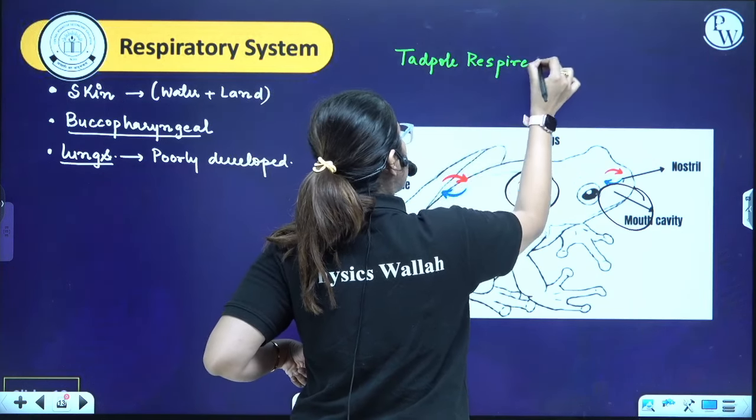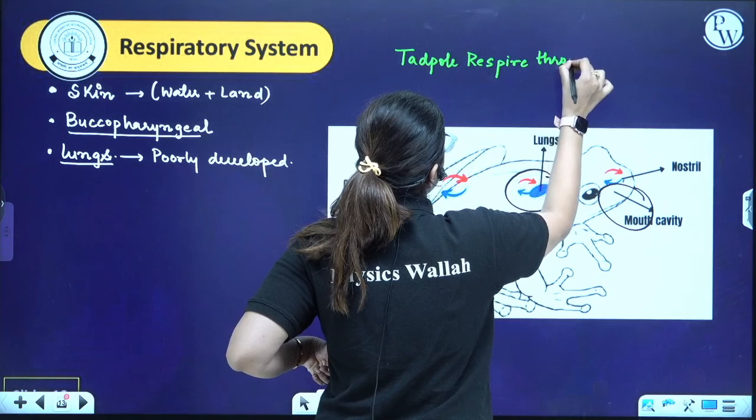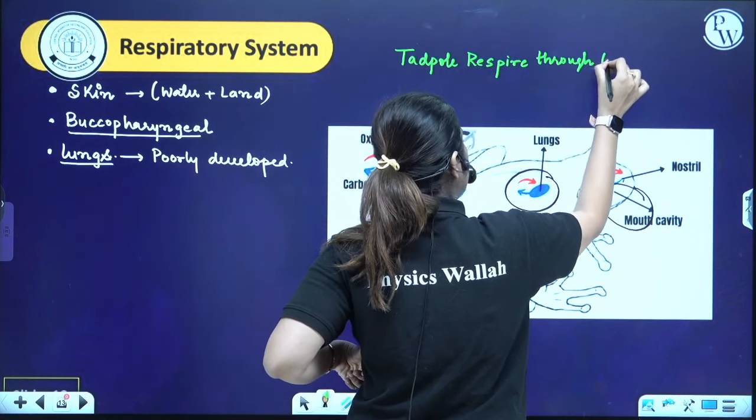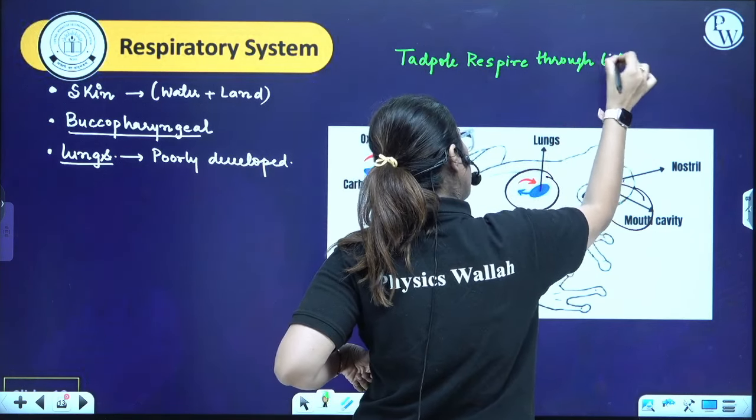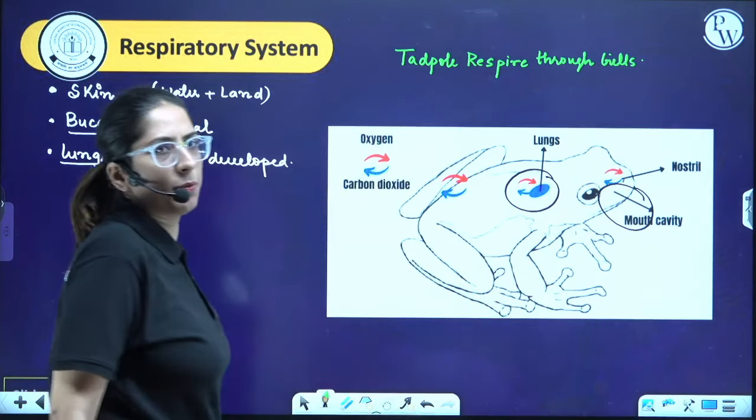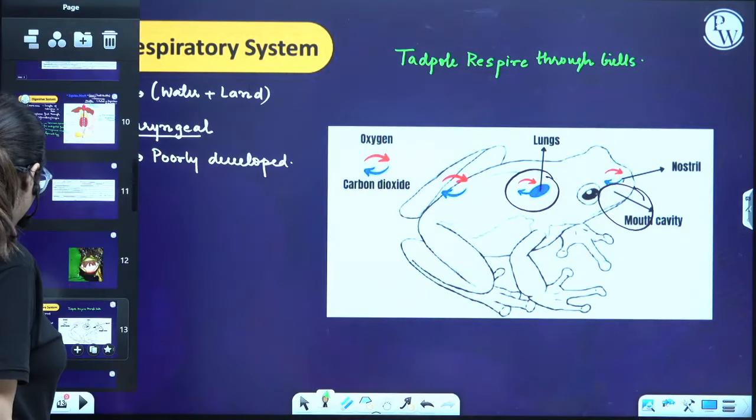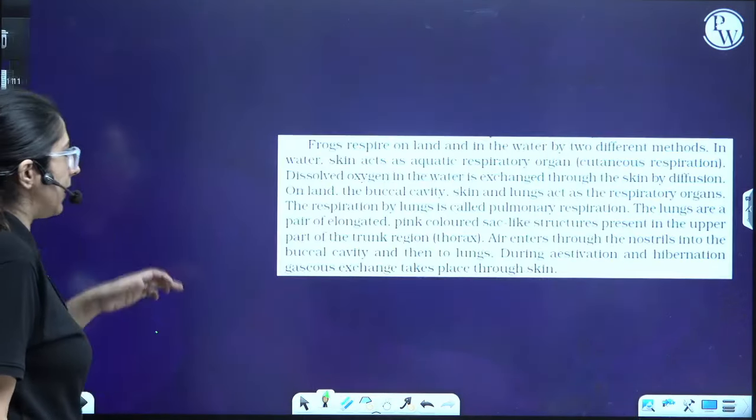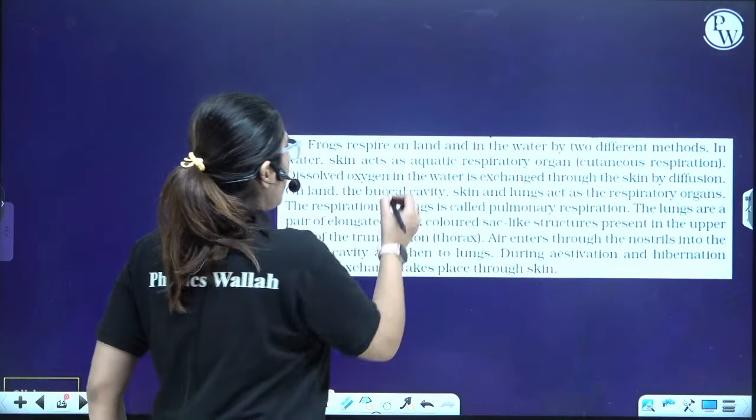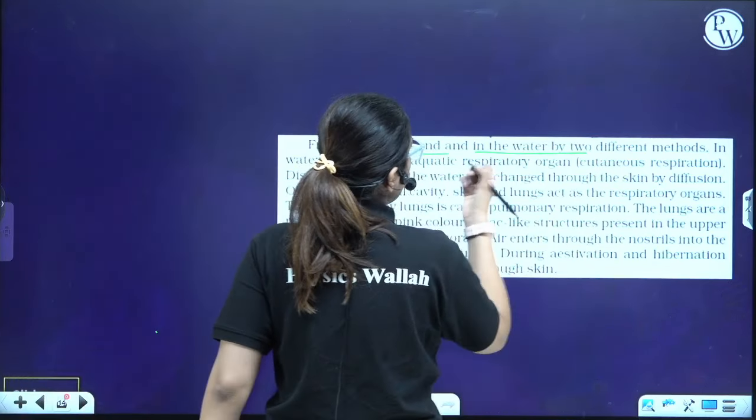Tadpole respire through gills. How does tadpole respire? Tadpole respire through gills. Now, frog respire on land and water by two different methods.